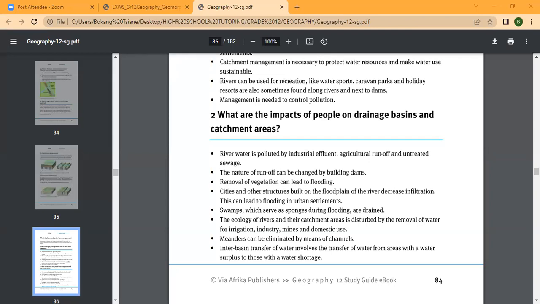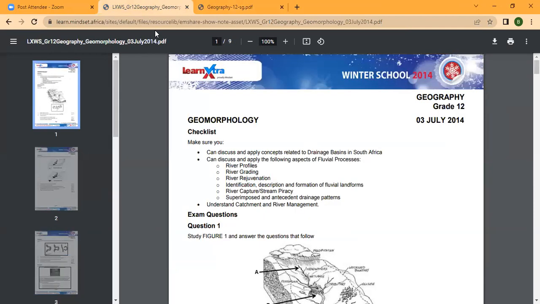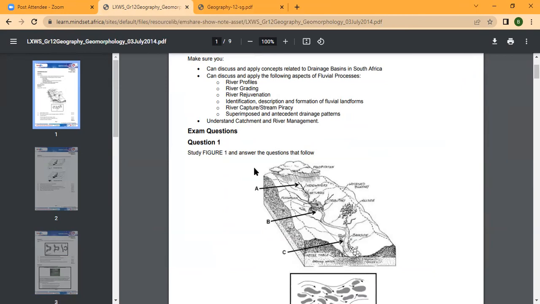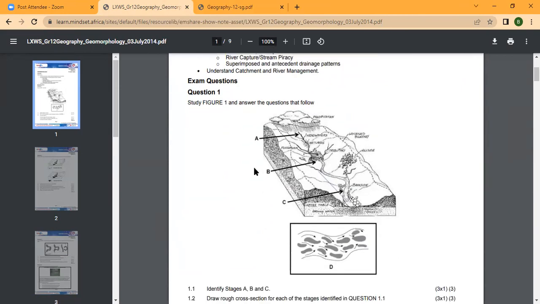And then I also have one on the modes of transport, when the velocity is high and when the velocity is low. And then one last thing I want us to do is to look at the type of questions that are asked. So this is a question paper that I got from the Mindset website. It is question 1, an exam question.